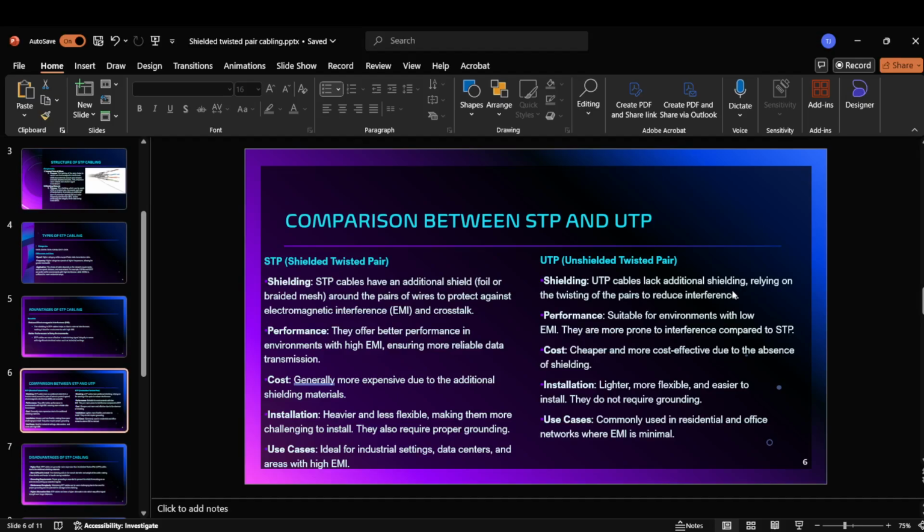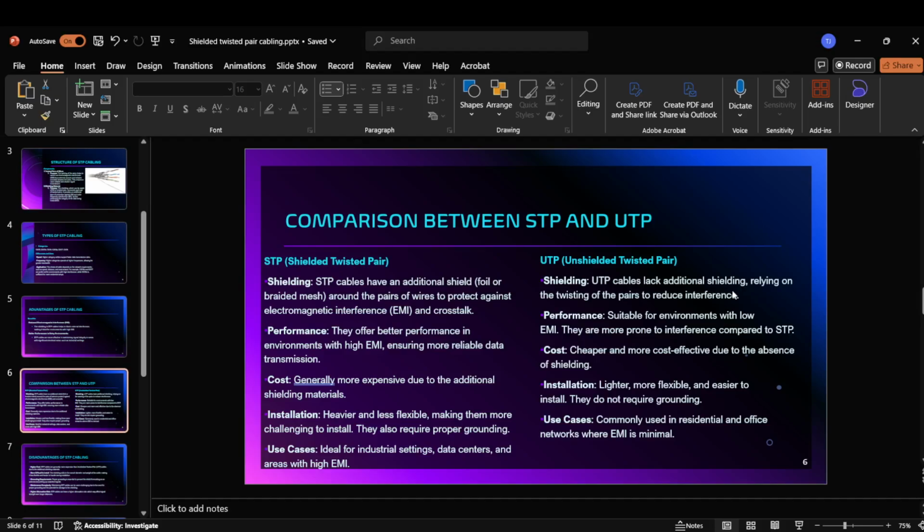Now, one big reason that STP is compared to UTP is the cost. Generally, STP is more expensive due to the additional shielding material, while UTP is cheaper because it has less shielding on it, which makes it more likely to have interference.